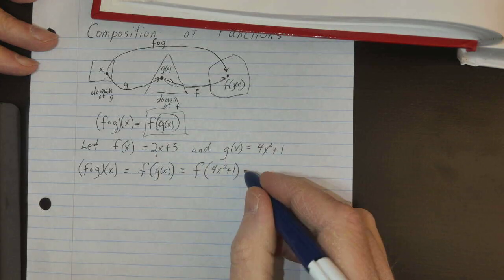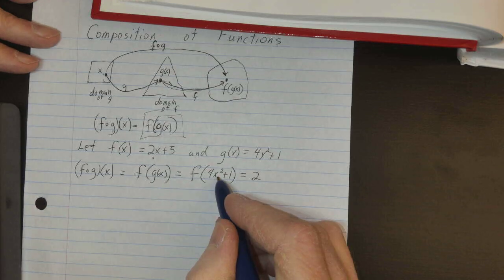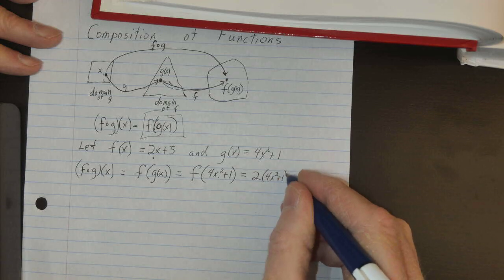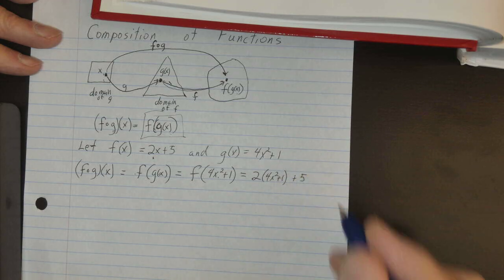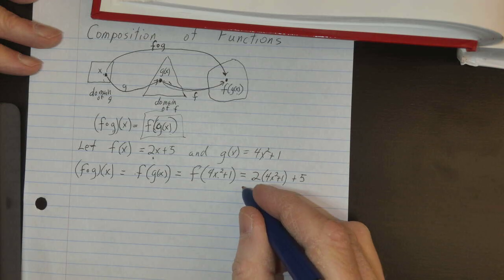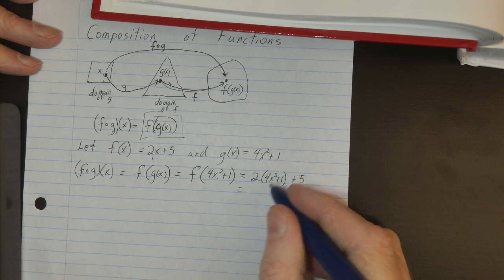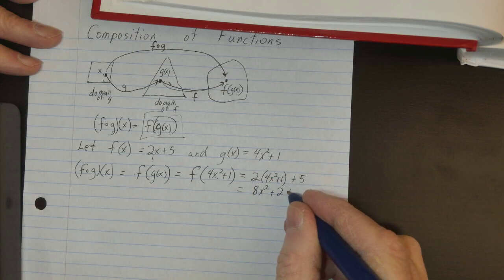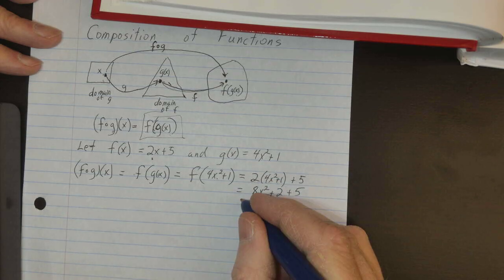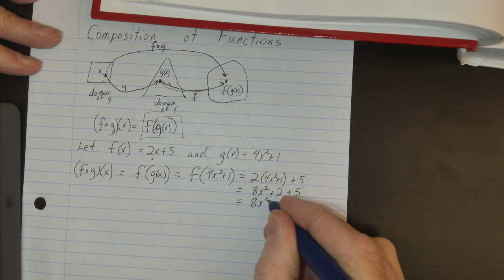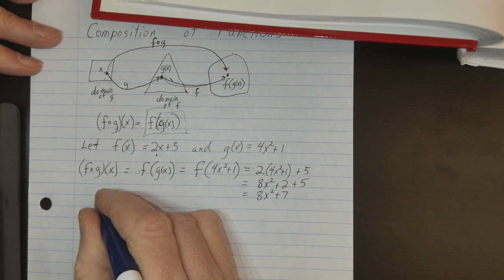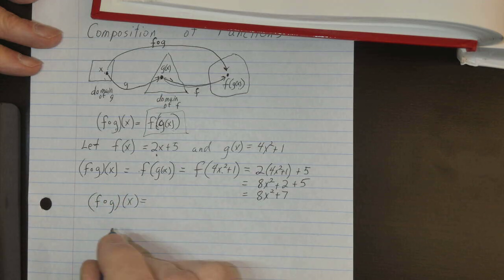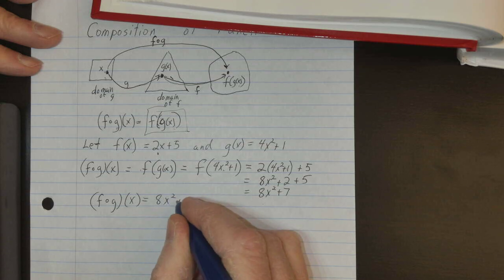The f function says take the input, multiply it by 2, like so, and then add 5. So let's simplify that. 2 times 4x squared, that is 8x squared. 2 times 1 is 2, plus 5. 8x squared plus 2 plus 5, that is 8x squared plus 7. So I'm getting f circle g of x equals 8x squared plus 7.